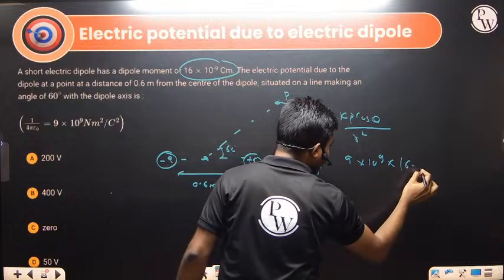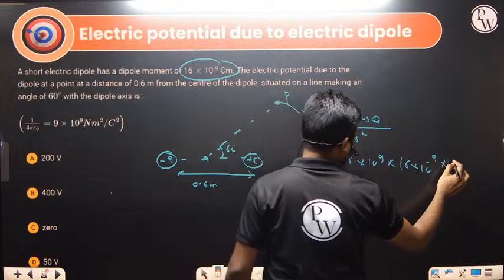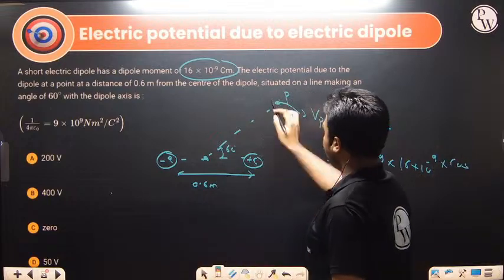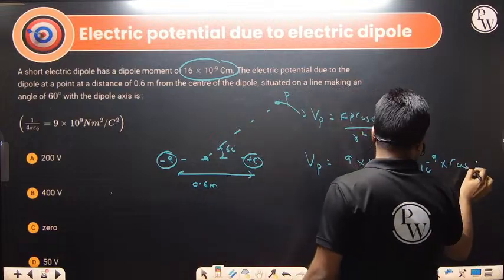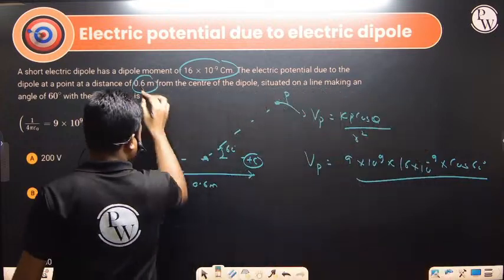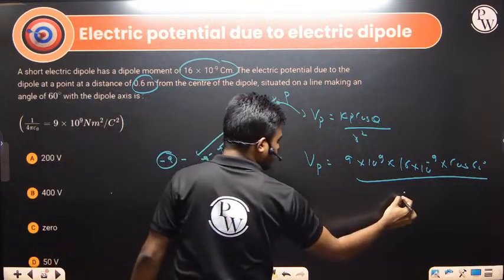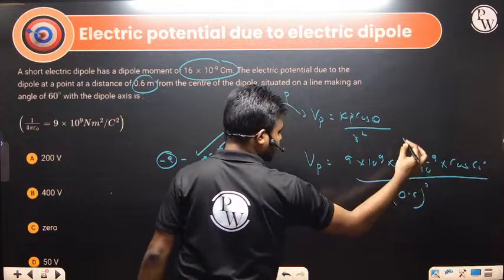So this will be 16 into 10 to the power minus 9 into cos theta. What is the theta value here? Cos theta, cos 60, divided by distance. Distance is 0.6 meter from the center. How much distance do we have to write? 0.6 squared. That's it.